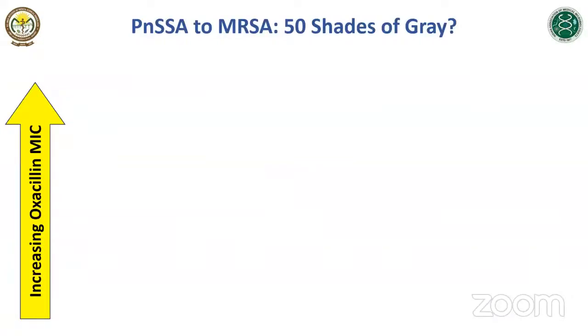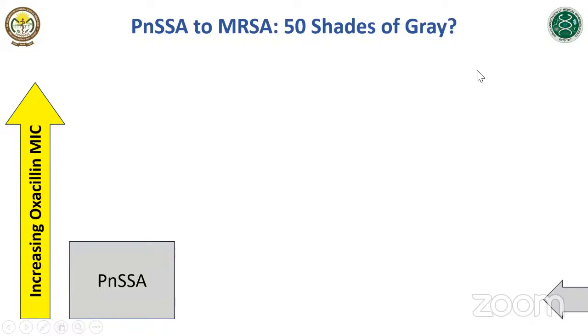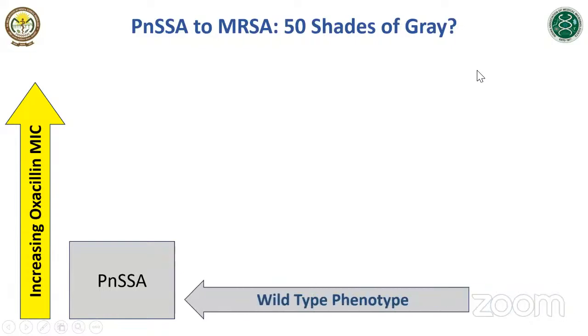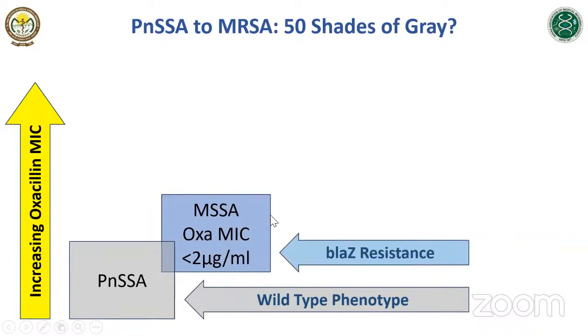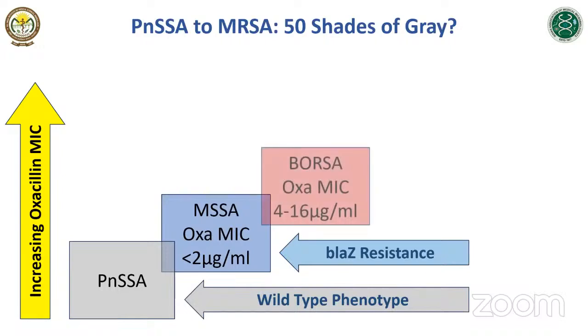So if we talk about from penicillin susceptible Staph aureus to MRSA, you can say they are like the 50 shades of gray. If we begin with the penicillin susceptible Staph aureus, in this case, this is a wild type phenotype, that means pan susceptible to all the antibiotics. Then came the MSSA with an oxacillin MIC of less than 2, in which case the beta-lactamase blaZ gene was responsible for resistance through beta-lactamase production.